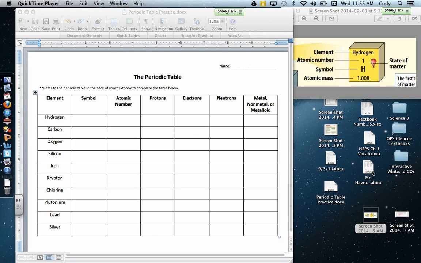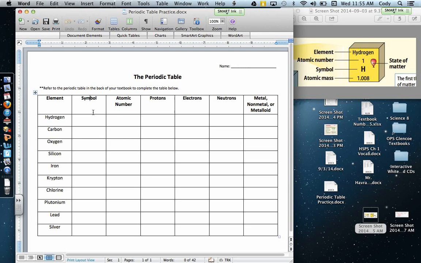The substitute should have already passed out this periodic table worksheet in a paper format for you. I'm going to go over this with you and show you how to complete it. Across the top you can see we have element, symbol, atomic number, protons, electrons, neutrons, and the nonmetal or metalloid column. Down the left-hand side, you can see our elements: hydrogen, carbon, oxygen, silicon, iron, krypton, chlorine, plutonium, lead, and silver. What you're going to do today is fill out this table using the periodic table in the back of your textbook.